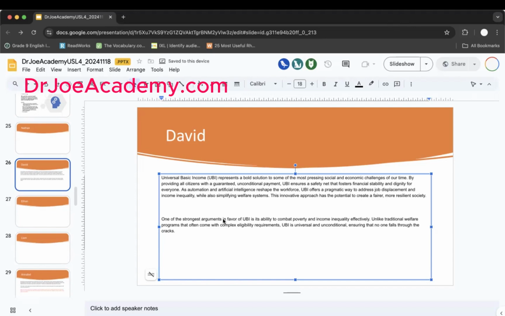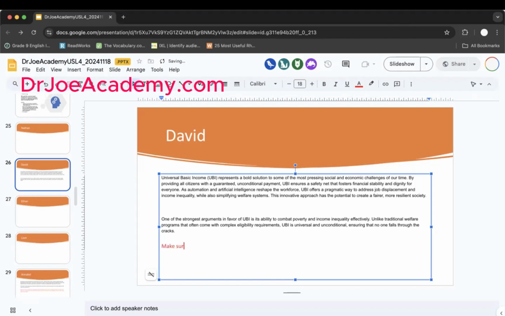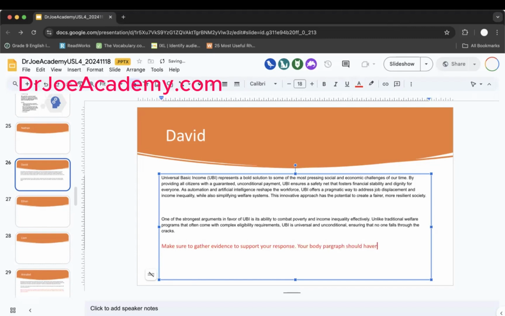All right, okay. Overall, good job with your response. Your introduction is fine as it is, but one of the main things I want to go over is the use of facts, which is not really evident within here. So make sure to gather evidence to support your response. Your body paragraph should have a minimum of 3 points of evidence.